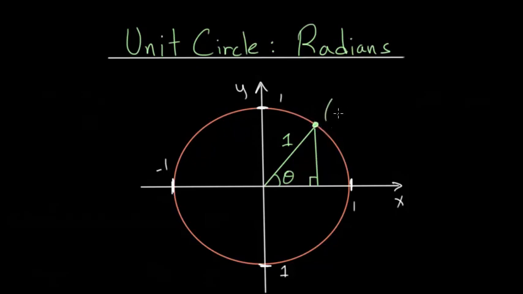And what we found is that this point x comma y on the unit circle, where the height of the triangle is y and the adjacent side is x, that these x and y coordinates are simply the cosine of that angle theta and the sine of that angle theta. And in this video, what I want to do is talk about essentially how to convert the different measures of degrees on this circle to radians.